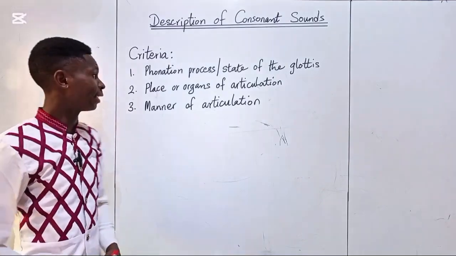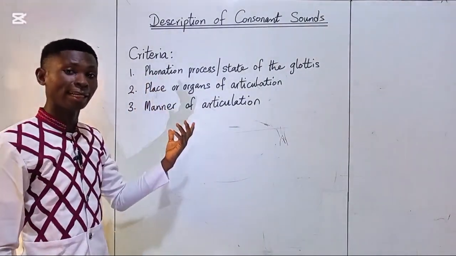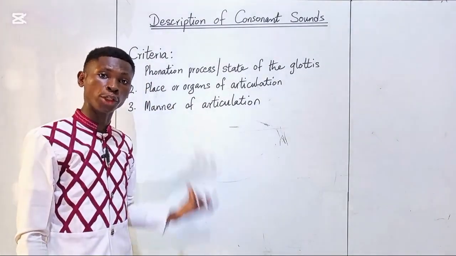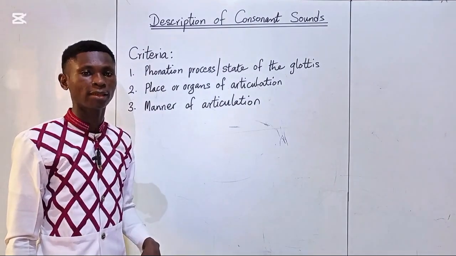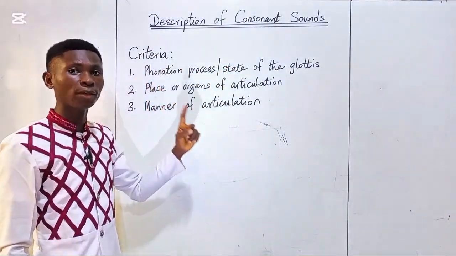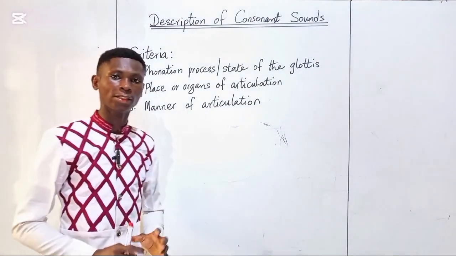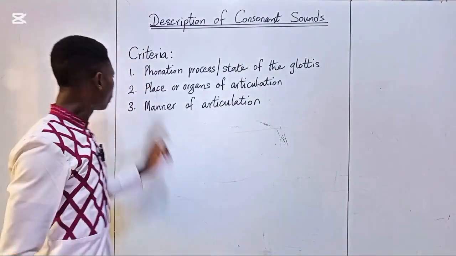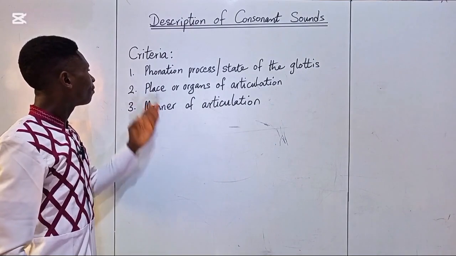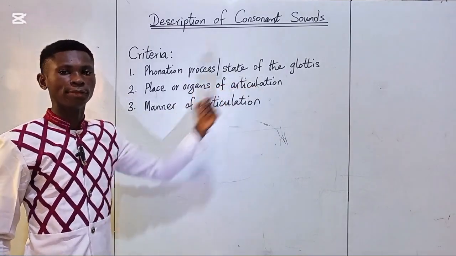So when you want to consider a sound in terms of description, first of all, indicate whether that consonant sound is voiced or voiceless, because state of the glottis or phonation process is the first criterion in the description of consonant sounds. Number 2, we have place or organs of articulation.